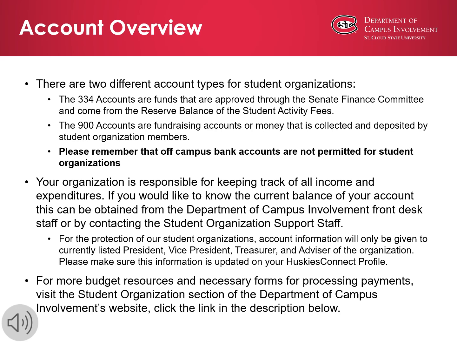For more budget resources and necessary forms for processing payments, visit the Student Organization section of the Department of Campus Involvement's website. Click the link in the description below.